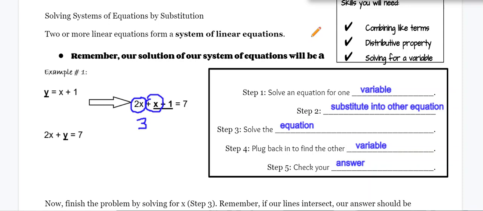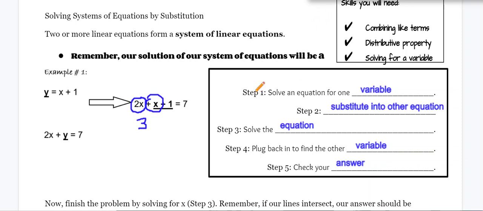Hello and welcome to Algebra, where today we're going to learn about systems of equations and how to solve them by using substitution. Okay, so remember, a system of equations is when you have two or more linear equations. And remember when we graph them, wherever they intersect, that is where our solution is, right? Sometimes it works better to use a process called substitution, okay?